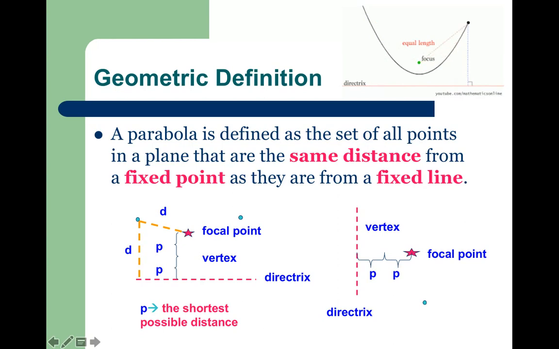So you can see that that distance is always the same, no matter where you are. So you have the focus, the directrix, and that's your vertex, the midpoint of those. That distance is the same, that's P. And then as we move it, that distance, that red and that blue line, or whatever colors those are, are always the same.